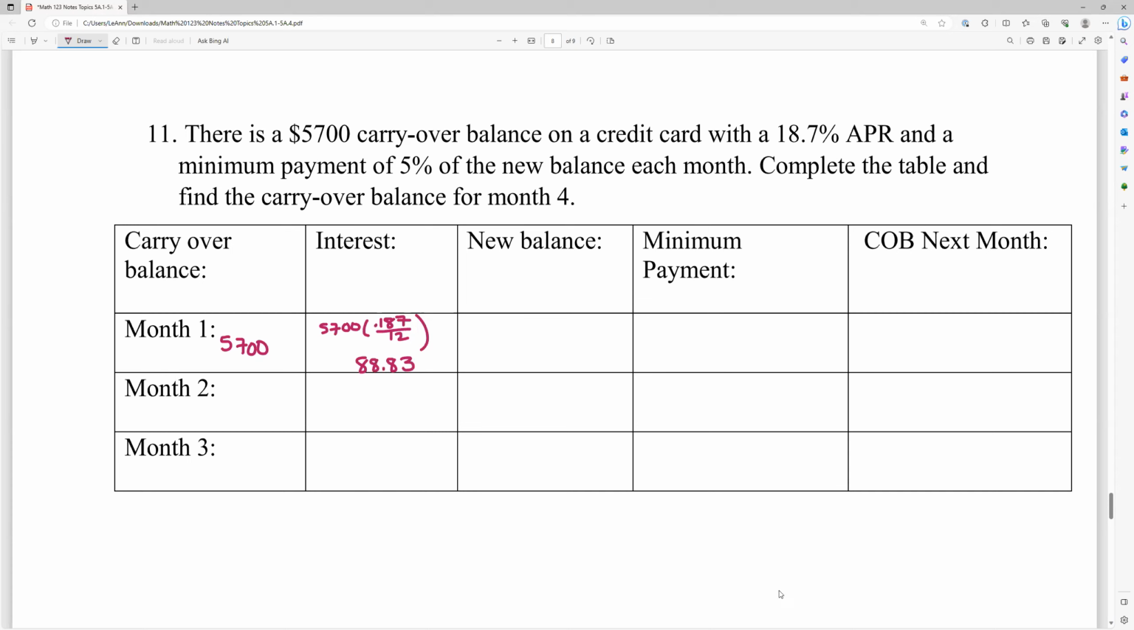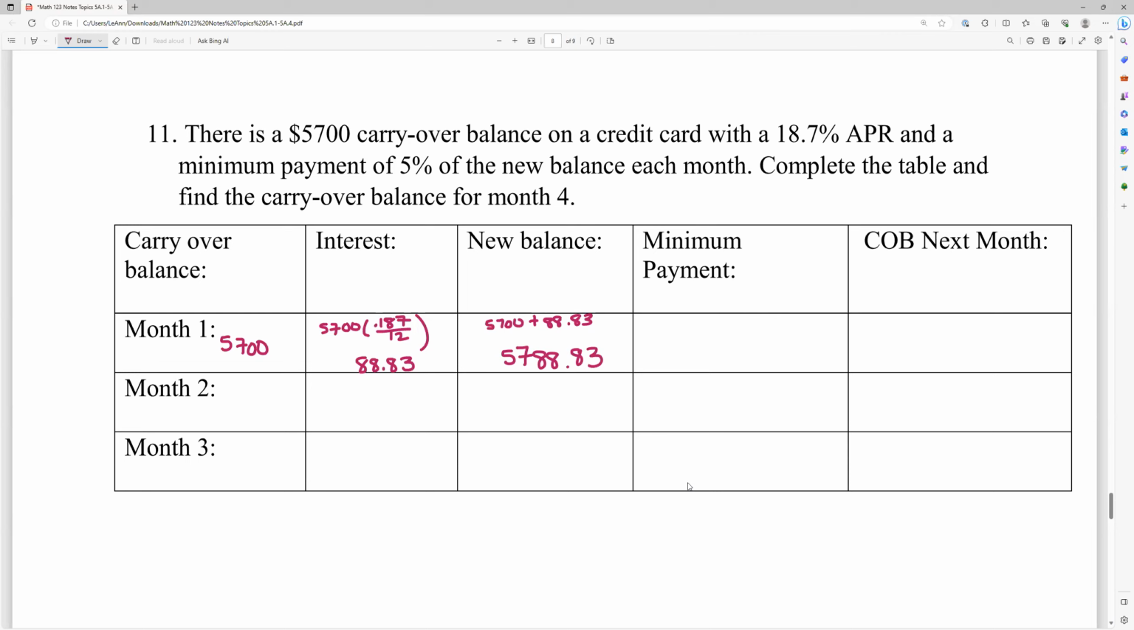Your new balance then is to add that finance charge to your carryover balance. So 5,700 plus 88.83. That's 5,788.83. And notice you're only going to be typing in the final answer when you do these on Newton. You don't need to show your work on that.